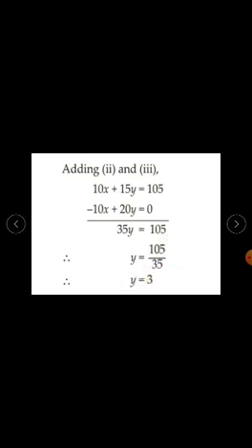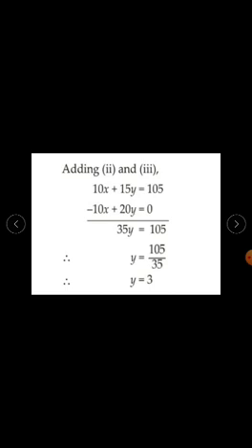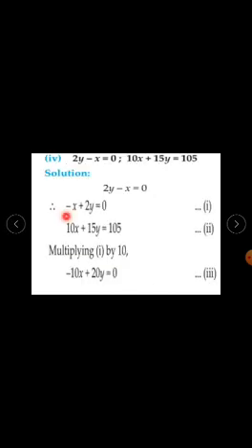Now find out x. So substituting the value of y in equation 1. What is your equation 1? Minus x plus 2y equal to 0. Now substitute the value of y in equation 1: minus x plus 2y equal to 0.